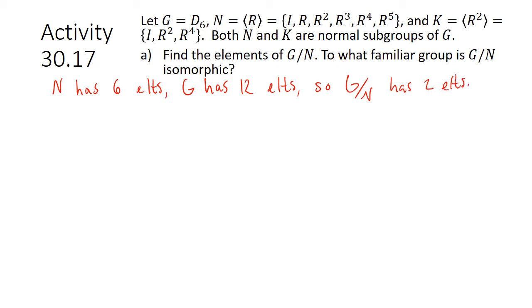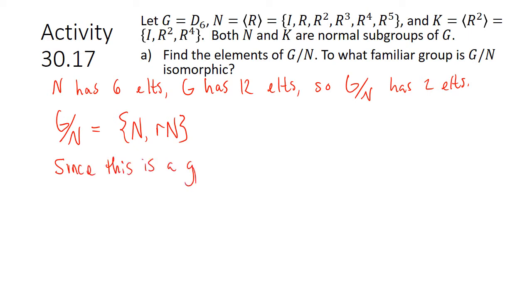So we're going to have N, that'll be one of them, of course. And then we just need one more, so something that's not in N would be little r. So we can have little r times N. And then to what familiar group is G mod N isomorphic? Since this is a group of 2 elements, it is isomorphic to Z2.